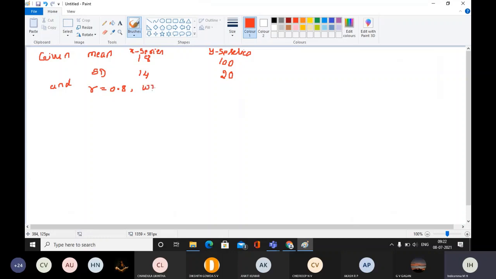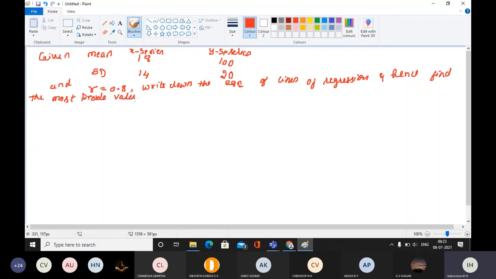Write down the equations of lines of regression, and hence find the most probable value of y when x is equal to 70.